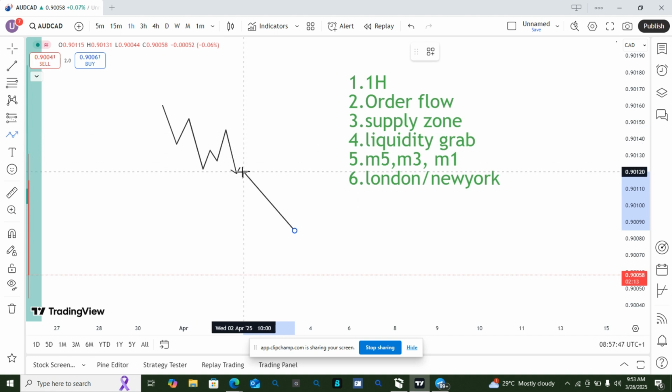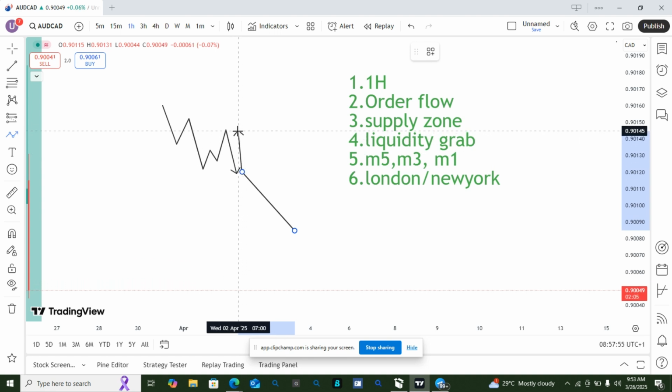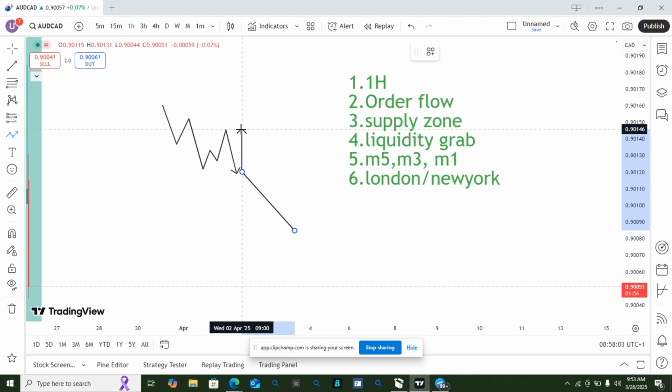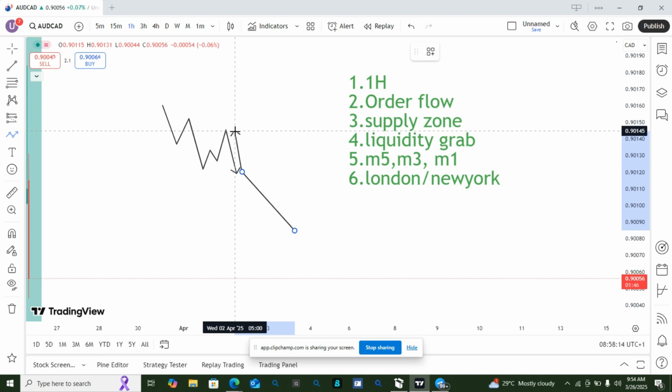Now patiently wait on this same 1 hour time frame for price to start pulling back to where? To this zone. This is your supply zone. Let price pull back to this supply zone. Once price pulls back to this supply zone, wait for a liquidity grab. That is a run on liquidity. Let price move above this zone and equally close below this zone, thereby taking out all the buy stops, all the stop losses above here.